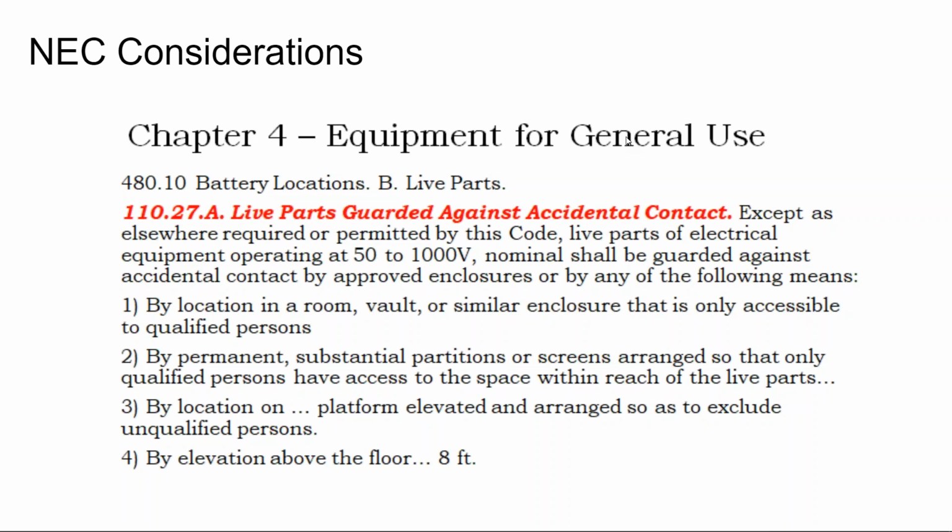And so, the question is, well, can you just put a Tesla Powerwall on the side of a room? Well, the Tesla Powerwall has an enclosure that completely surrounds the batteries. Well, is a garage only accessible to qualified persons? It might be better to put it into a locked cabinet or even a locked custom-built box inside of the garage.